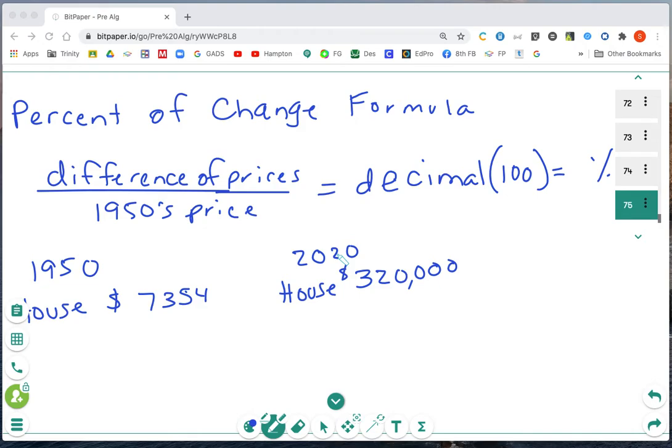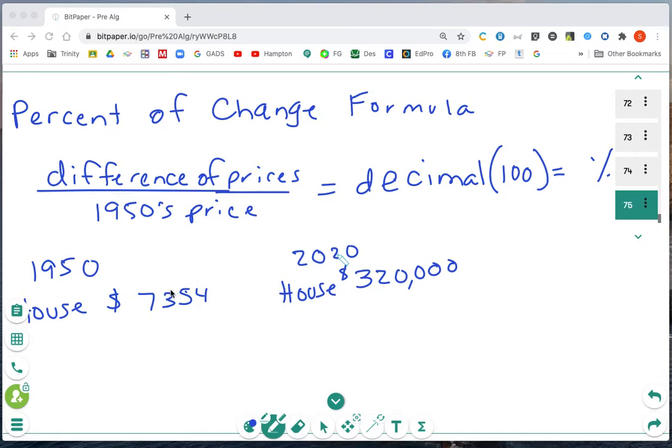We're working with a formula that is used to find the percent of change. The percent of change formula takes the two prices of an item, a final price and an initial price, and subtracts them. Then you divide by the initial price. You're going to get a decimal, you multiply by 100, and you get a percent.